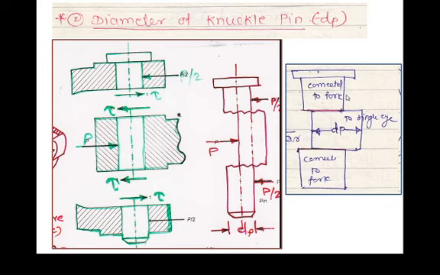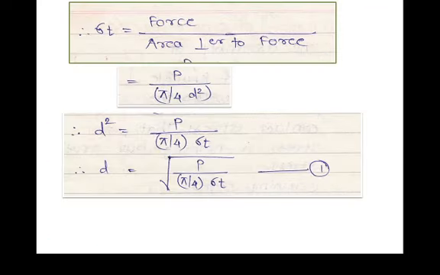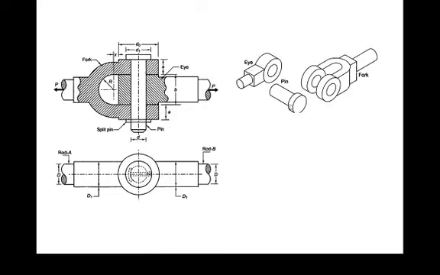Then the next parameter that we need to evaluate is the diameter of the knuckle pin, that is dp. The knuckle pin is inserted between the single eye and the double eye. Let us see this diagram. This knuckle pin will be inserted between the fork end and the eye end, or double eye and single eye, like this. Now this portion may get sheared out, and as both the ends are pulling, there may be chances of bending.